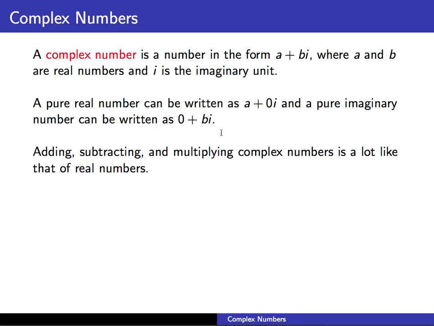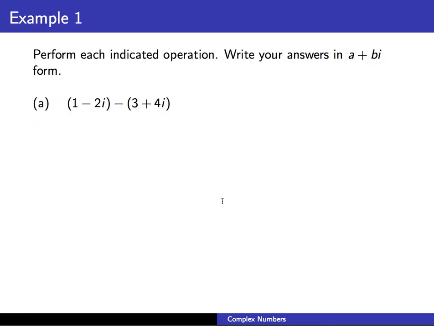a is called the real part, b is called the imaginary part, and we can add, subtract, and multiply complex numbers a lot like we can for real numbers, including things like combining like terms. However, keep in mind, especially with multiplication, that if you come across i squared, we can simplify that and substitute a negative 1 in its place.